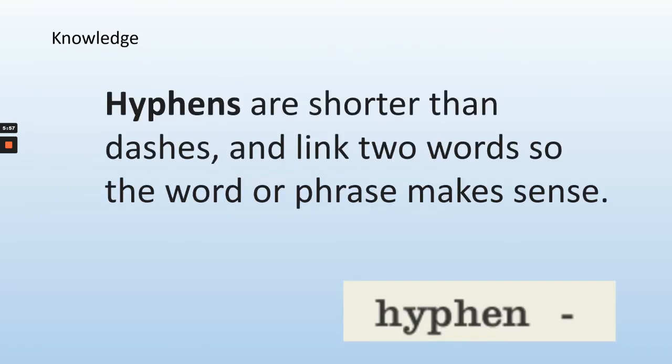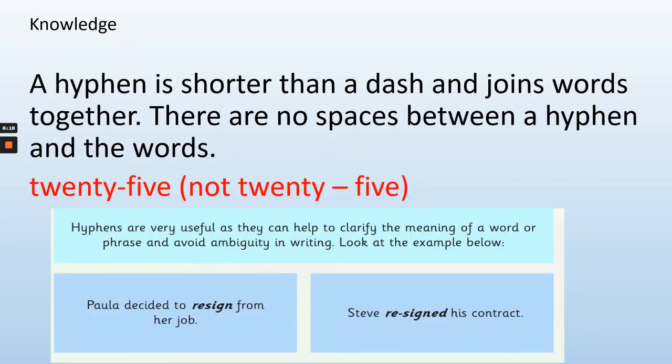To recap, hyphens. Hyphens are shorter than dashes and link two words so the word or phrase makes sense. You need to remember with your hyphens that the two words you are linking will make sense. It can't just be any word you hyphen. It needs to be making sense. So a hyphen is shorter than a dash and joins two words together.